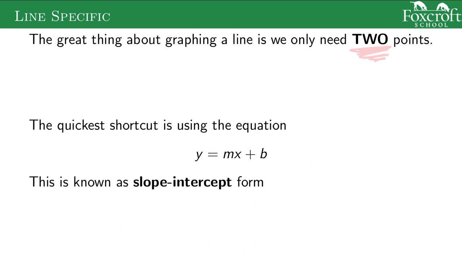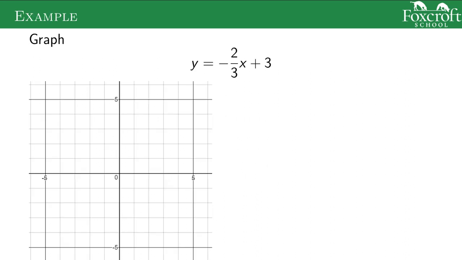Remember from our slope video, a lot of times slope gets called m. So this is the slope of my line, which tells me how steep it is. And this b turns out to be the y-intercept, which is where my graph hits the y-axis. This is going to quickly give me my 2 points without having to do a lot of extra work of plugging in values and things like that.